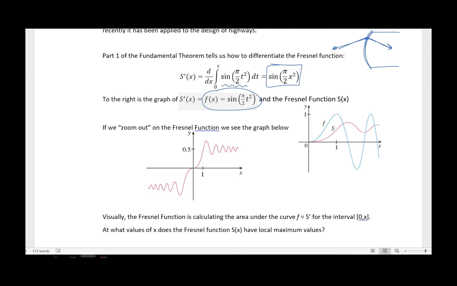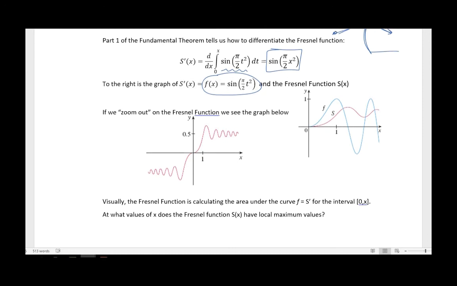Now, what we pose down here at the bottom of the page is, at what values does the Fresnel function have local maximums? Now here's a kind of zoomed out graph of the Fresnel function. So here's a local max right here. We're trying to find that x value. Here's another local max. We want to find that x value. Another local max. We want to find that x value.